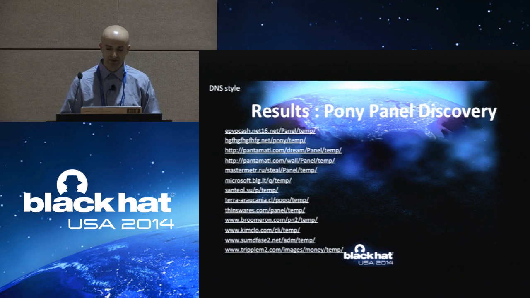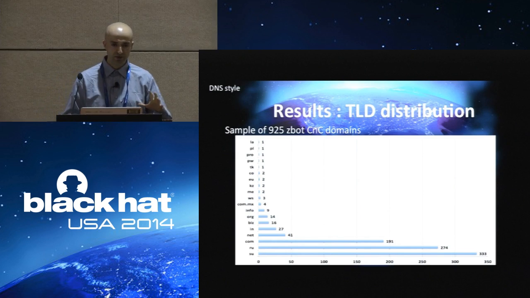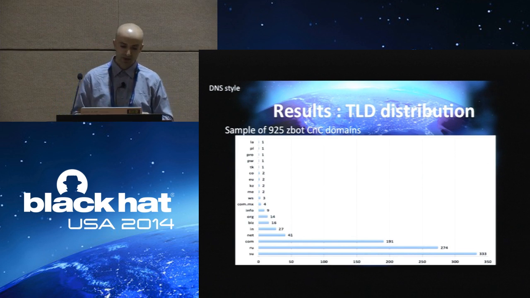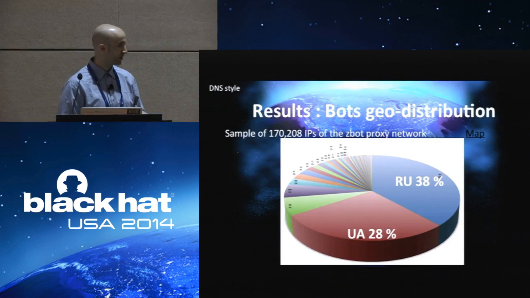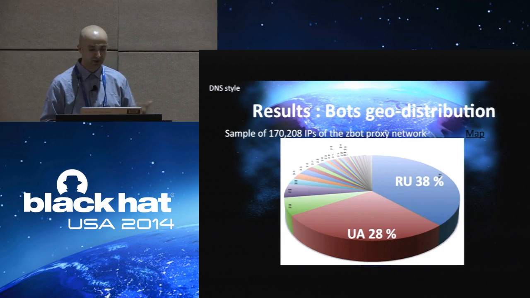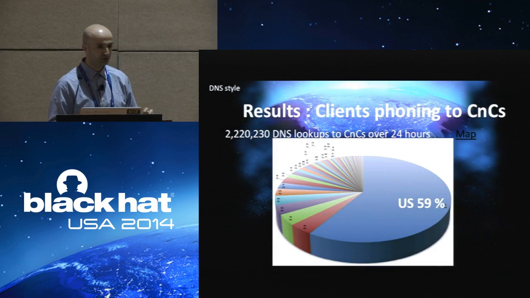Now, let's look at some stats about this fast flux proxy network. Taking a sample of around 900 plus domains, we saw that it was mainly using .ru and .su. .com also comes third. And if we looked at the IPs that are at the basis of the proxy network, we saw that the lion's share was in Russia and Ukraine. On the other end, if we looked at the clients looking up these domains during 24 hours, like DNS lookups, they were mainly in the United States.